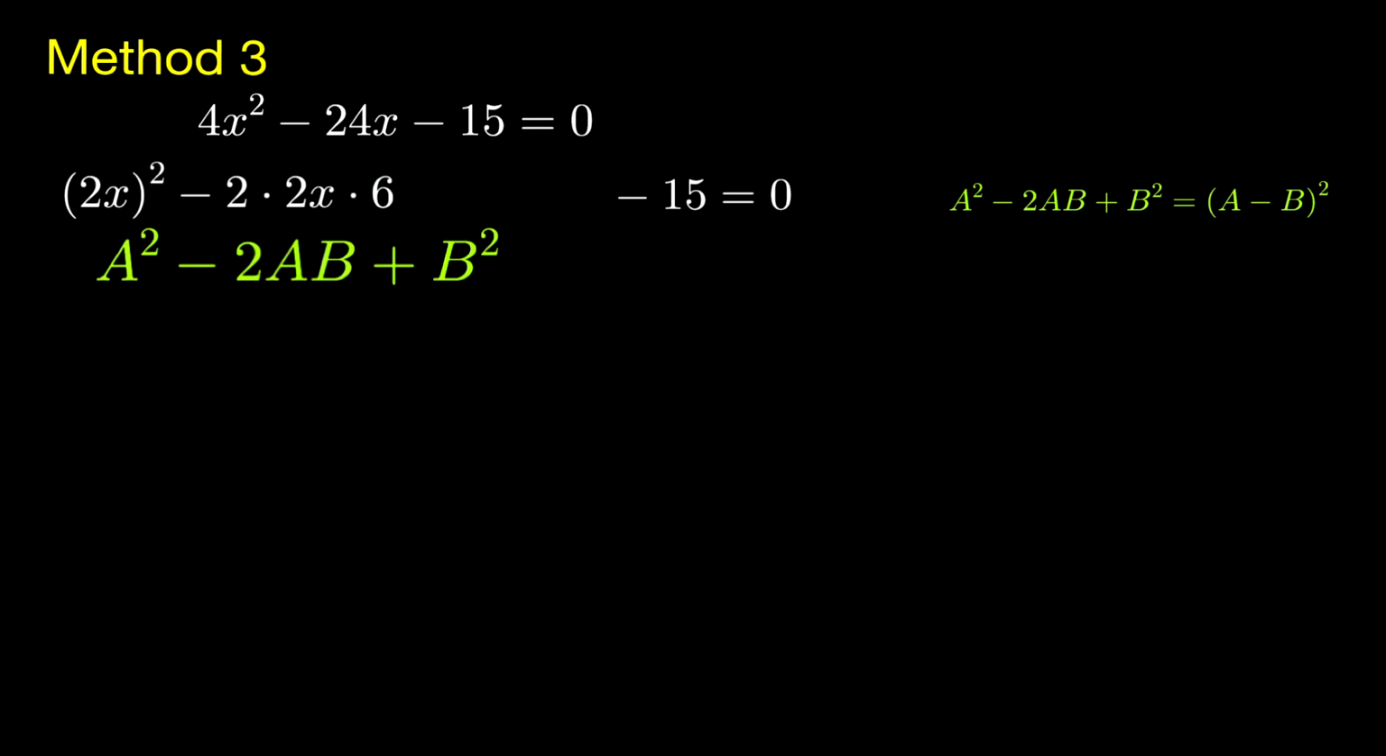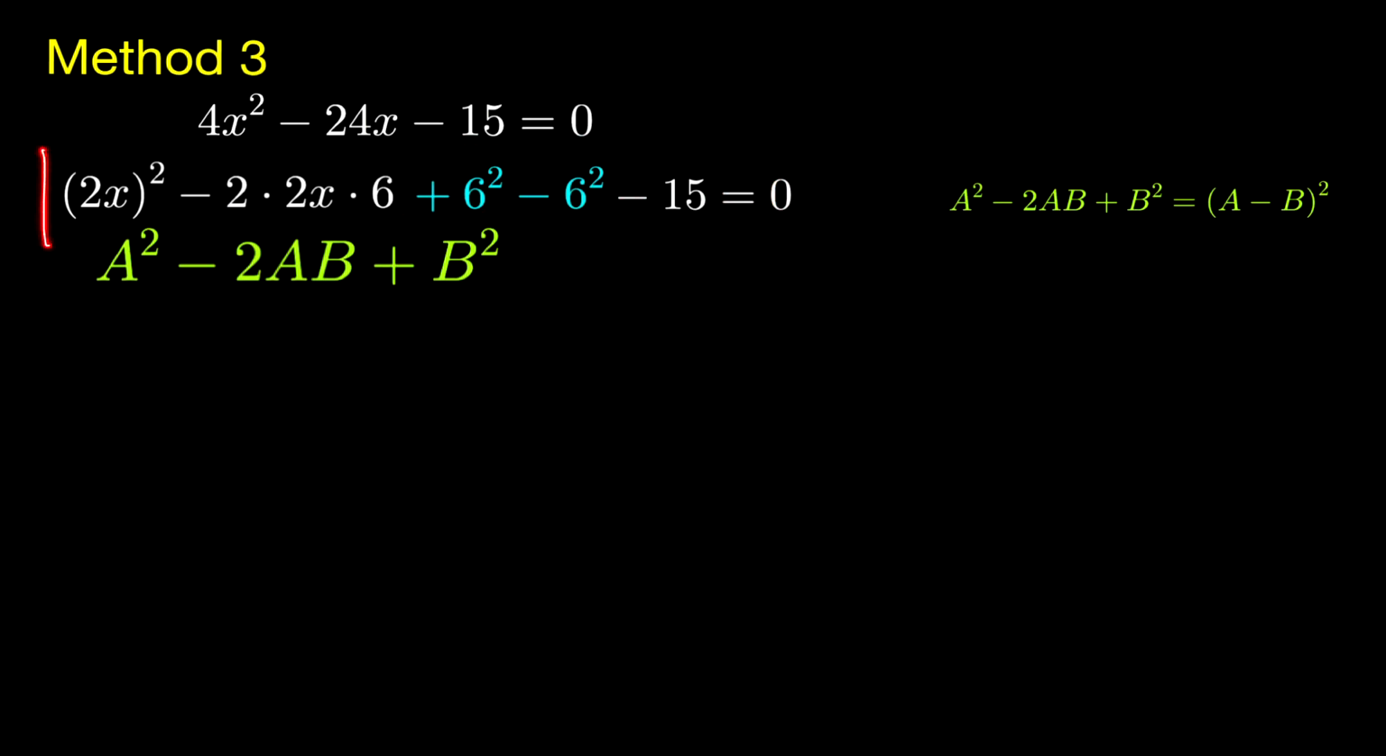Therefore, the constant that we need to add to this expression to make it a perfect square trinomial is b squared, which is equal to the square of 6, and that is equal to 36. So we're going to add here 6 squared, but of course, we need to subtract 6 squared to keep the balance of the equation.